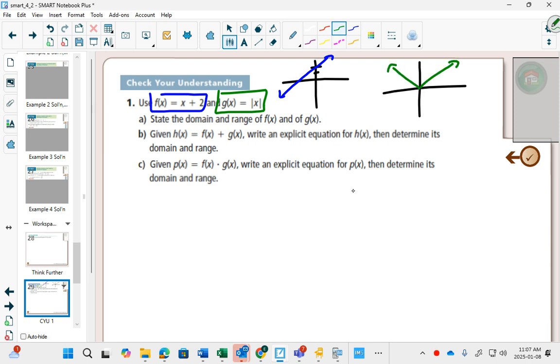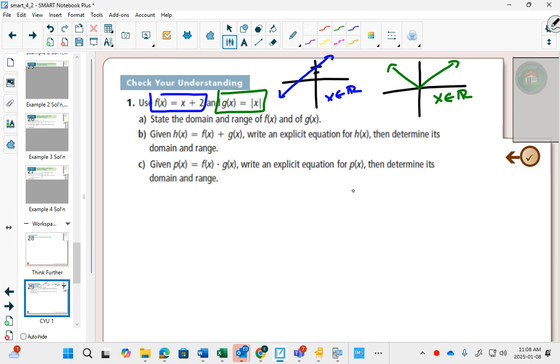Not square root graph, that is your absolute value graph. That looks like that. So the domain and range of both of them, well, this one's domain is everything, and this one's domain is everything.